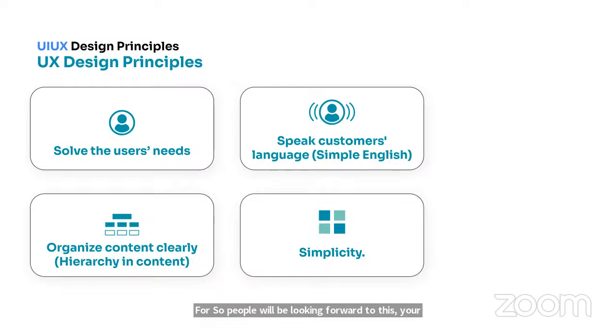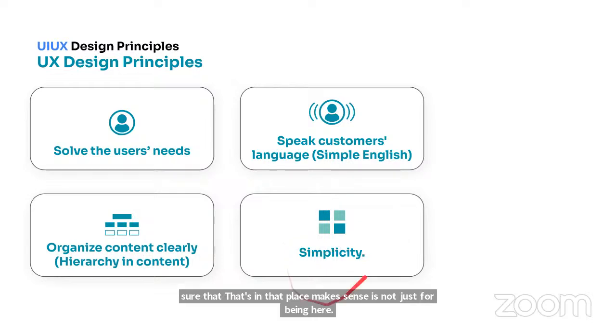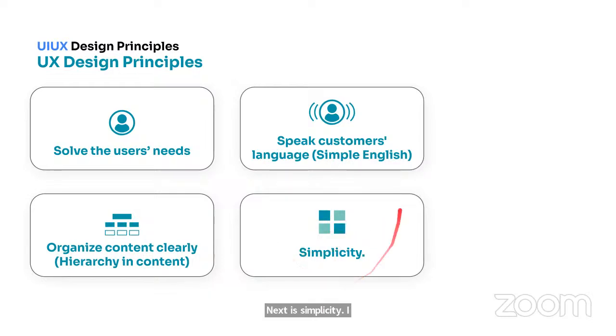So use simple English. Next one is organize content clearly. That's visual hierarchy, hierarchy in content. Don't just put things anyhow. Organize the content well. Be intentional. If anything is somewhere, make sure that what is at that place makes sense. It's not just there for being there. Next is simplicity. I know we want to make designs that will be fine, but please, the goal of every design is simplicity. Make it simple and easy to understand.